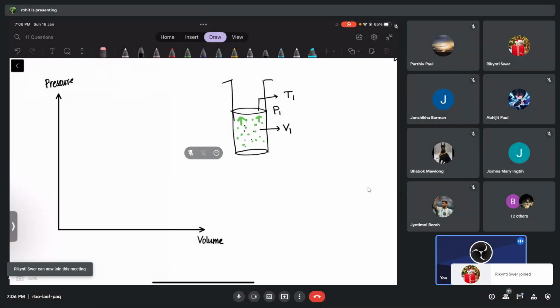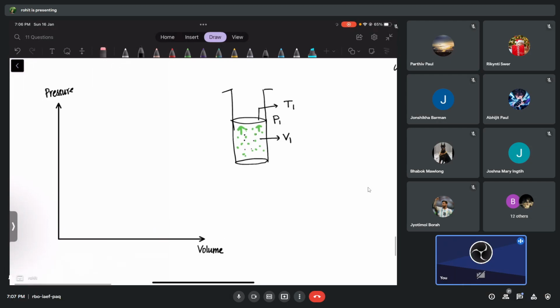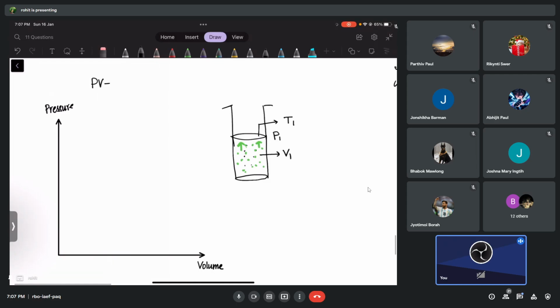Rikinti also has joined. So Rikinti, we just started. I'm just talking about something called PV indicator diagram. So what are they?